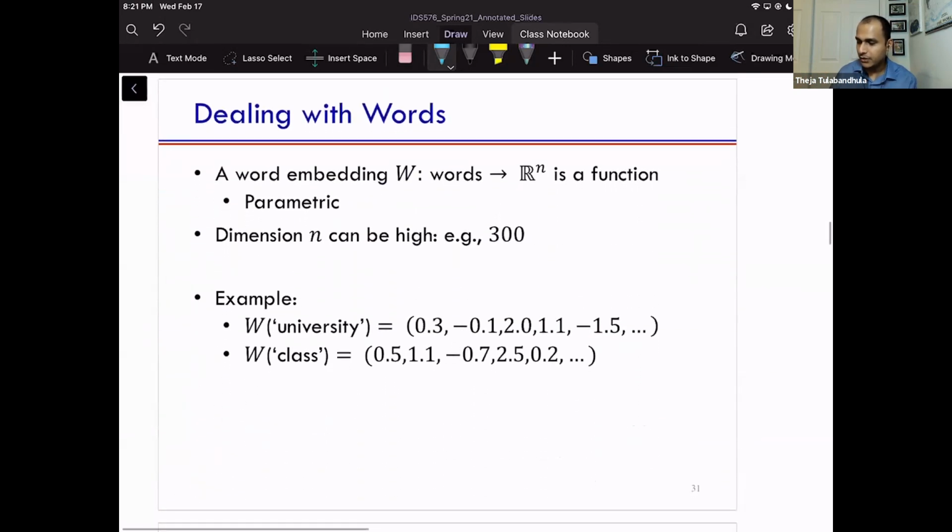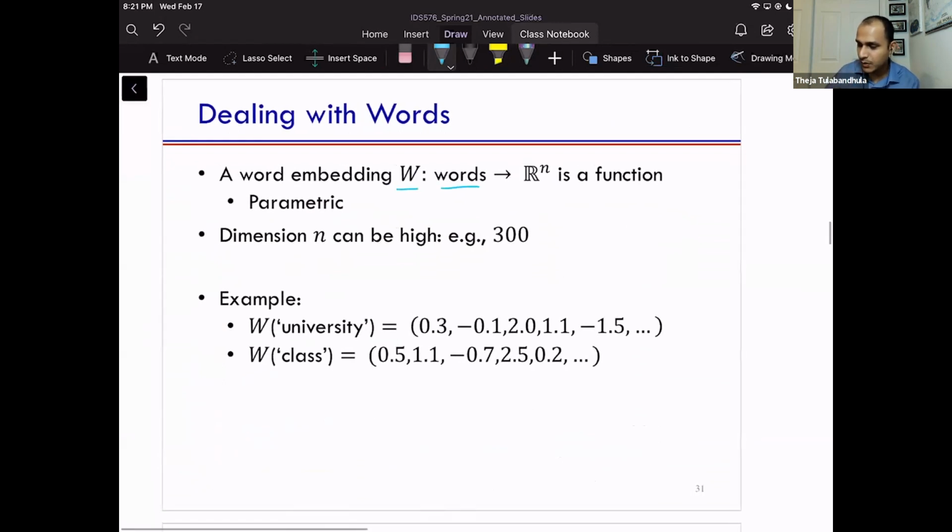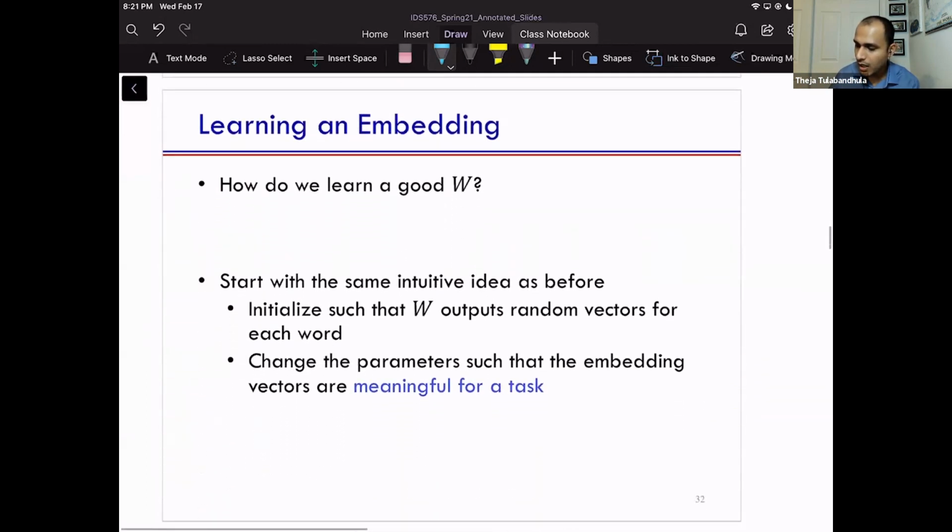Yeah. So again, just to recap, what is an embedding? It is just a mapping from each word to a vector. For example, university has some vector, and class has some vector. That's what an embedding is. So how do we learn this embedding? How do we get these vectors is the question.